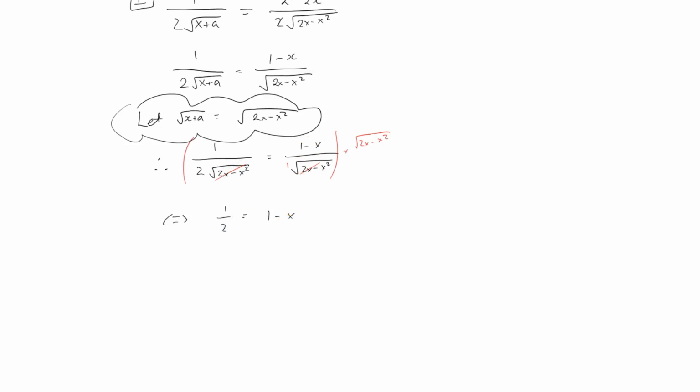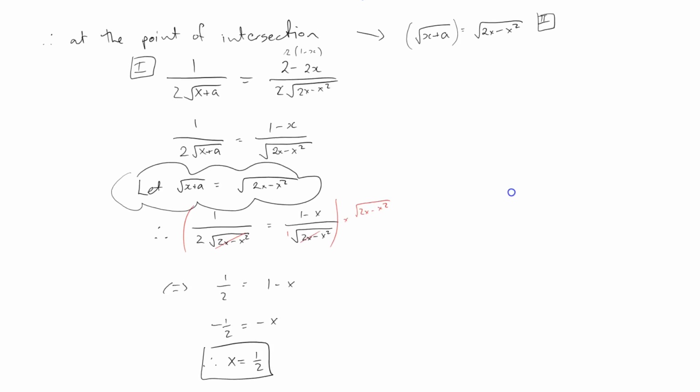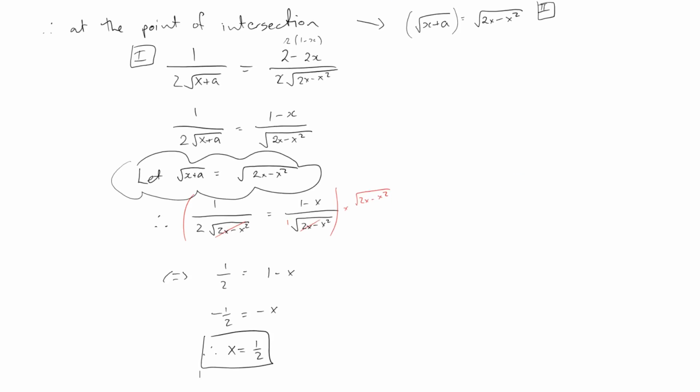Wow, that's looking a lot nicer. Subtracting 1 from each side, I have negative 1/2 equals negative x. So x is equal to 1/2. All right, I'm on my way. I've found one part of the equation. What am I going to do? Let's substitute that x equals 1/2 into this second equation and go on from there.